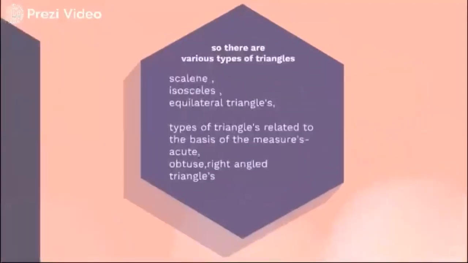Next, there are three various types of triangles: scalene, isosceles, and equilateral. A scalene triangle, a triangle in which all the three sides are unequal in length, is known as a scalene triangle. Next, isosceles triangle. It is a triangle in which any two sides are equal in length. An equilateral triangle is a triangle in which all the three sides are equal in length.